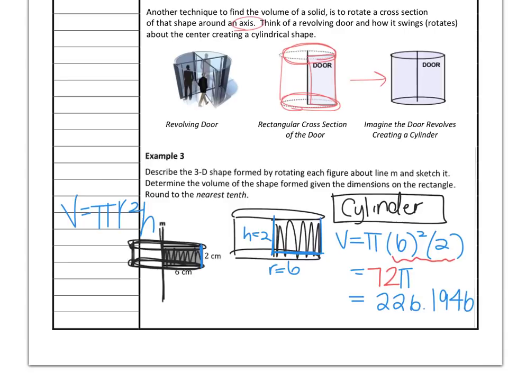And so when I'm going to round this, my 1 looks to the 9, so my volume overall is 226.2. Box it in, and then you're done.